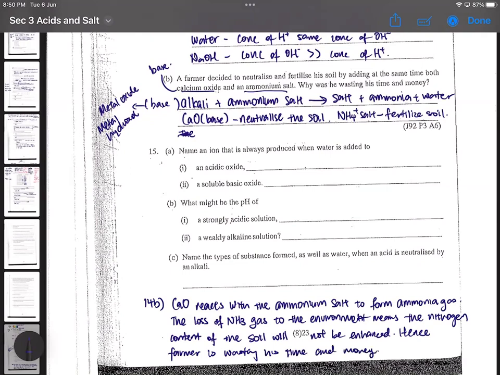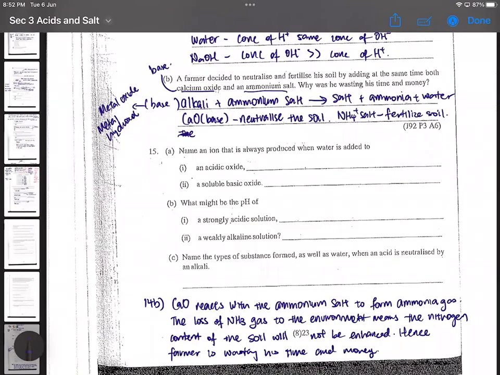It's due to this particular reaction that the whole purpose is to introduce nitrogen into the soil, and because ammonia is now produced, it's lost into the environment as a gas. So this gas that's lost to the environment doesn't increase the nitrogen content in the soil. If the nitrogen content of the soil is not increased, then it's a wasted fertilizer. Something like that. I'll give you a minute to look at question 15. I'll leave this here for you all to copy.